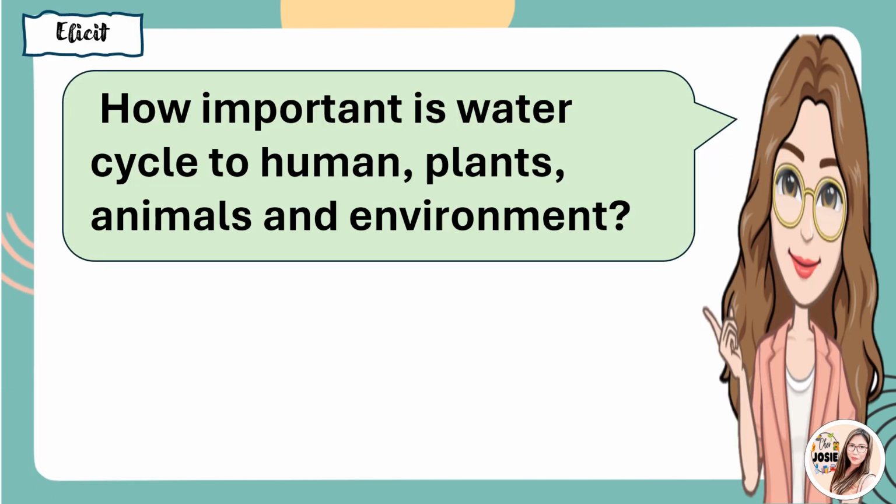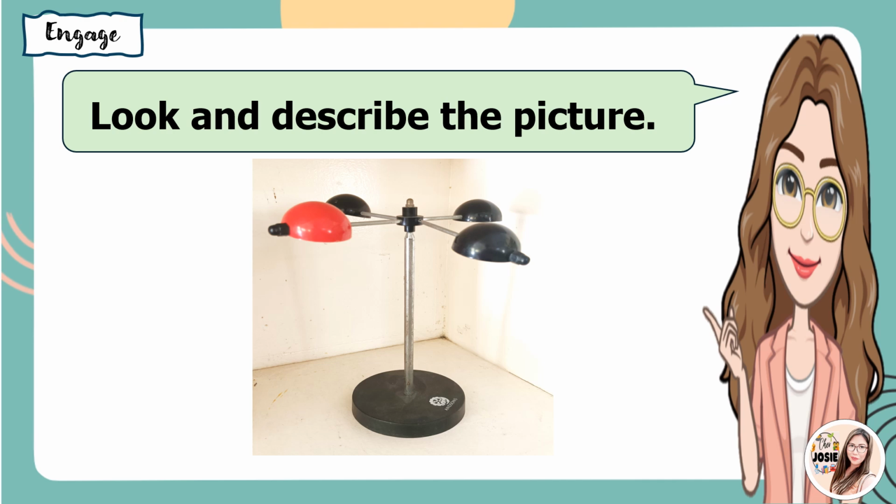Based on our discussion last time, how important is the water cycle to humans, plants, animals, and the environment? Good job! Now, take a look at this picture. Kindly describe it. Very good. What is the name of this instrument? You're right. It is called an anemometer. It is used to measure the speed of the wind.